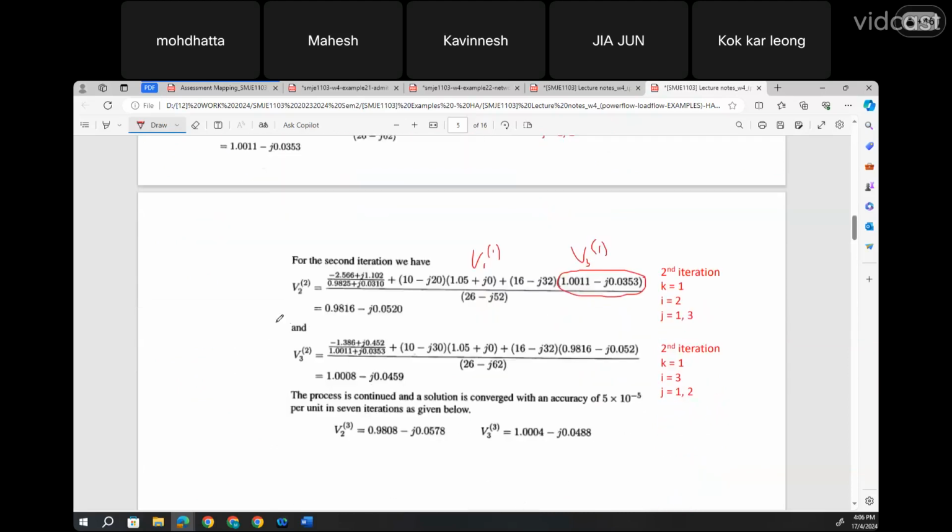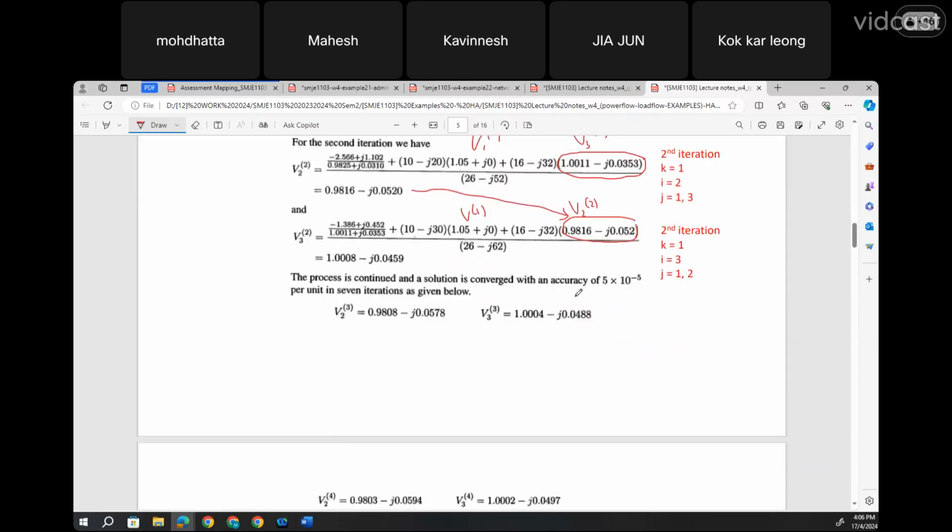Okay. And to calculate V3 second iteration, you see the one that you have over here, 0.9816, is the value of your V2 that you calculated earlier for bus 2. And again, this should be fixed as your slack bus, or as your reference. And the process will continue until the accuracy becomes acceptable.